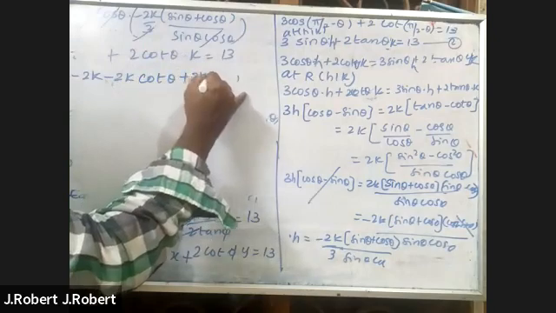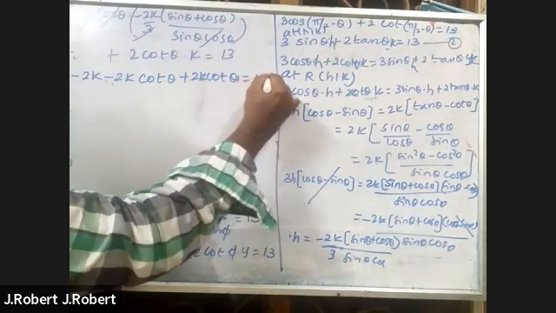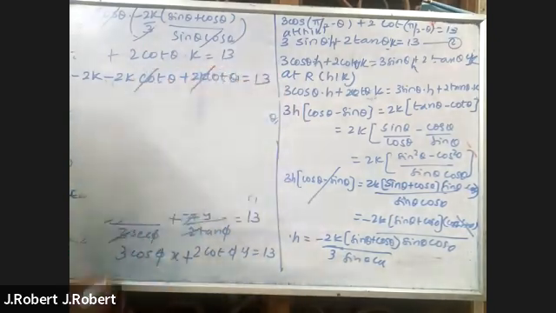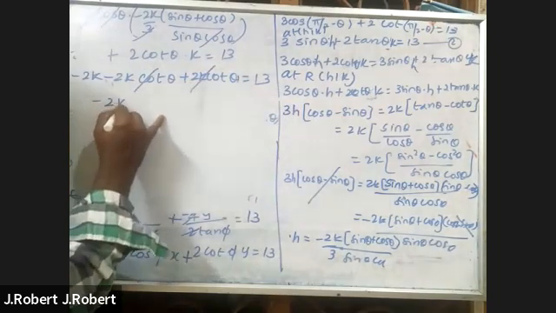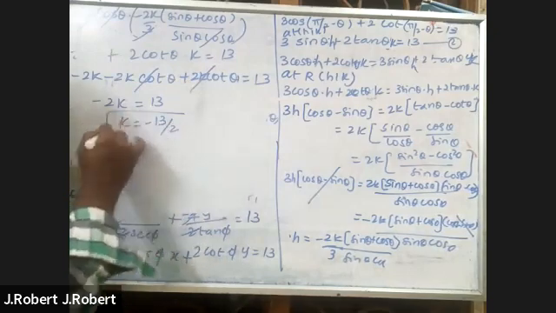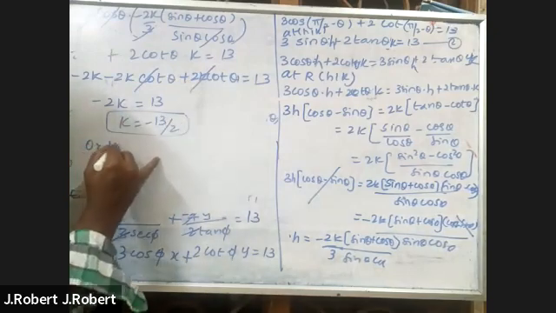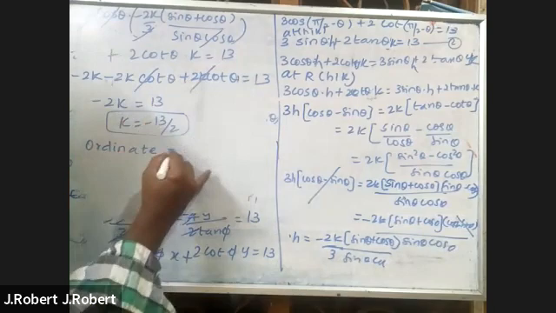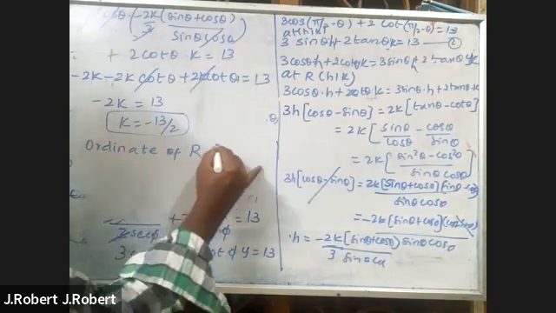Plus 2k cot theta is equal to 13. Plus 2k, minus 2k cot theta cancels. Minus 2k is equal to 13. Therefore, k is equal to minus 13. This is called the ordinate. The ordinate of R is minus 13.